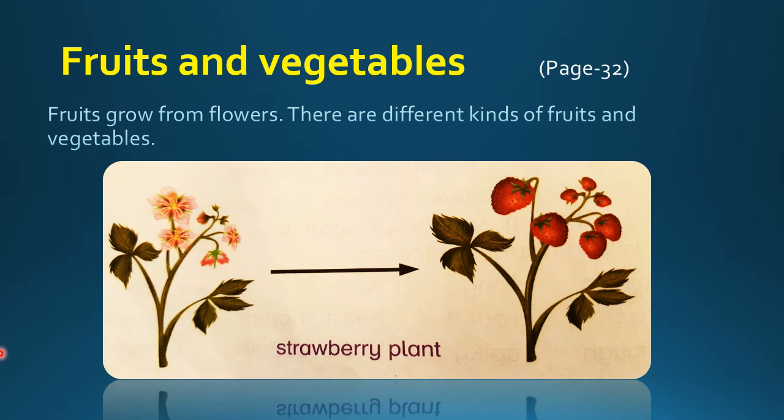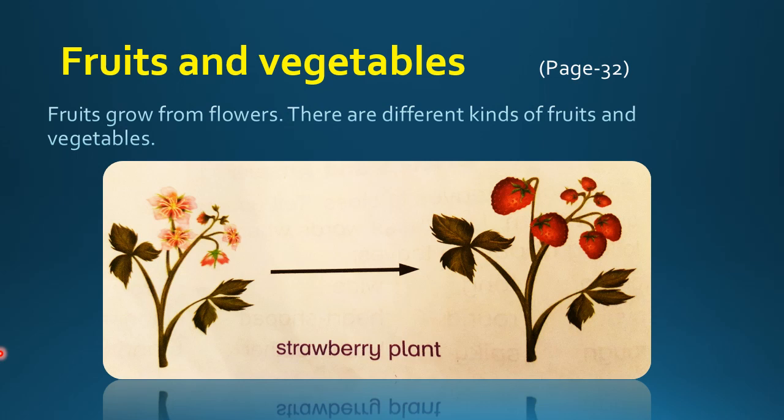Dear students, we know that plants make their own food. Plants अपनी food खुद prepare करते हैं and they use that food, and you know the extra food they store them in their different parts like stem, root, leaves and fruit.